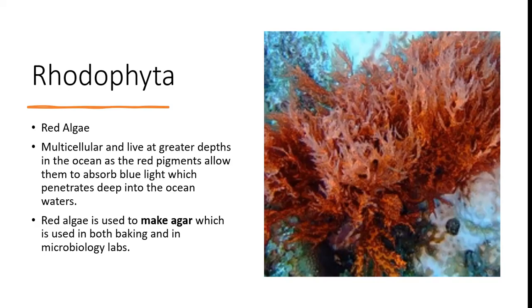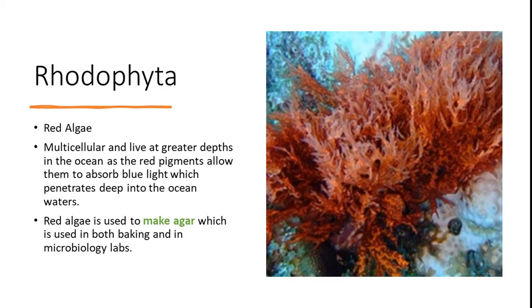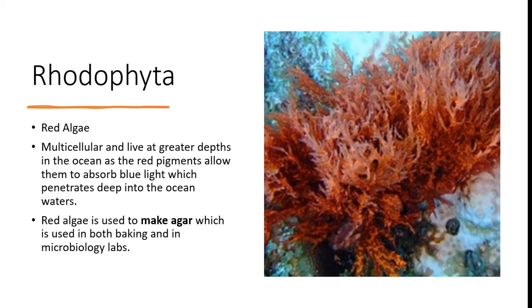Now, red algae is important to microbiology and actually to baking as well, because it's what we use to make agar. Now remember, agar is a thickening substance, so we use it in microbiology because we took the nutrient broth, we mixed 1 to 2% agar in that broth, and it makes it into that solid nutrient agar.